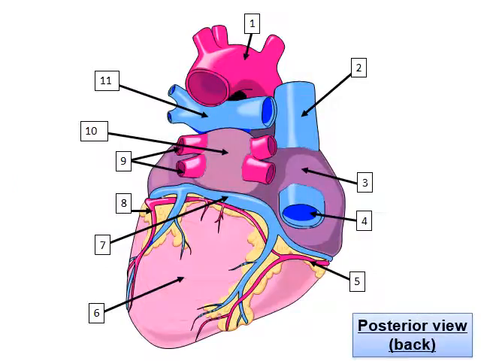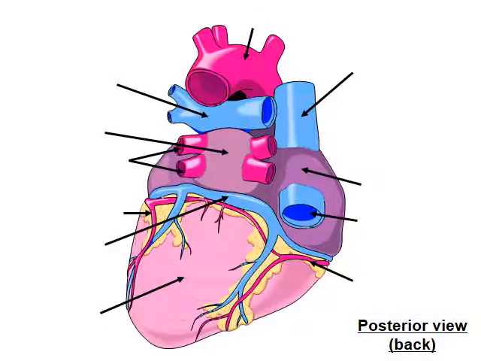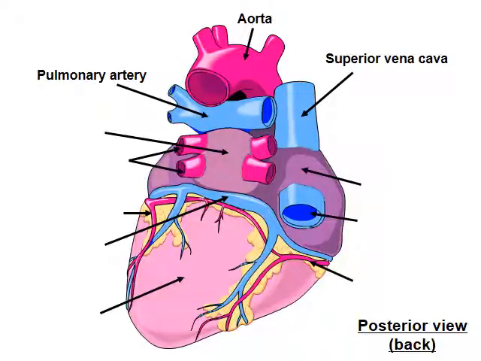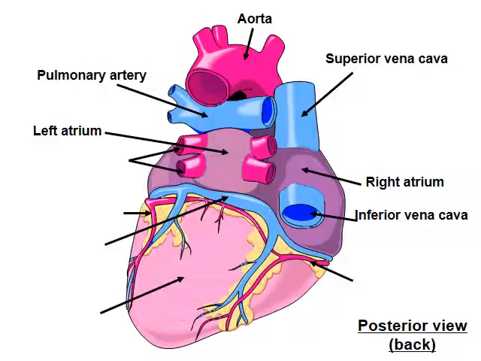Now let's have a look at the posterior surface of the heart. Again, pause the presentation and make notes, and then continue when you are ready. The aorta, the pulmonary artery, and the superior vena cava we have already seen. On this view, we can see the inferior vena cava returning blood from the abdomen, pelvis and legs. The posterior of the right atrium and the left atrium are seen here.